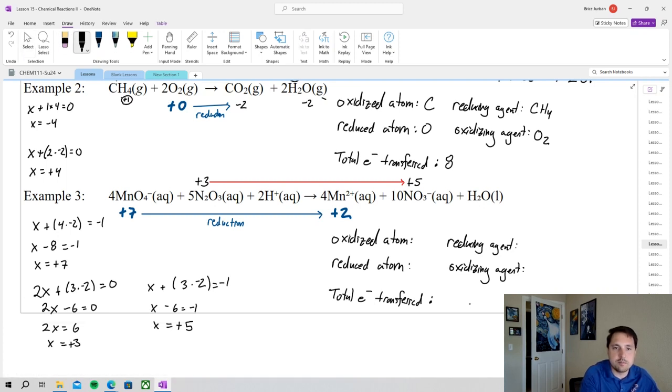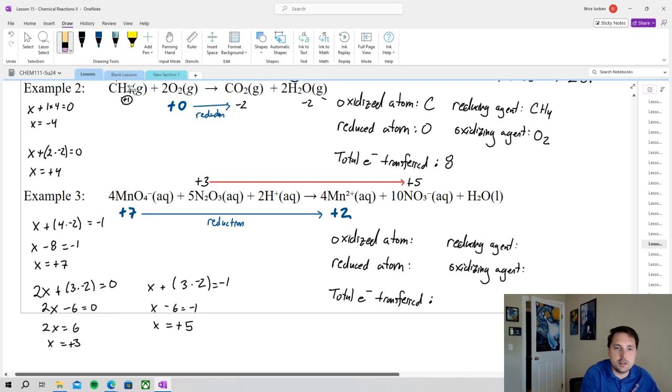So the oxidized atom is going to be the nitrogen. We can see here that it loses 2 electrons per nitrogen. The reducing agent would be that species right here, N2O3. And the reduced atom would be manganese. And then the oxidizing agent is the MnO4-.